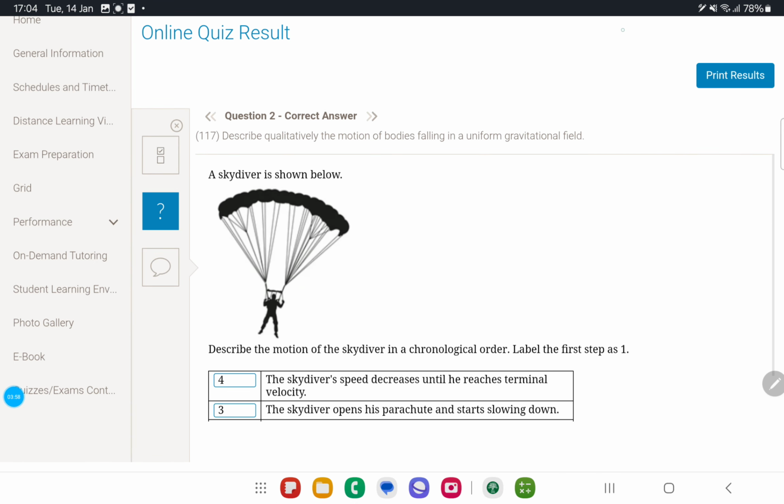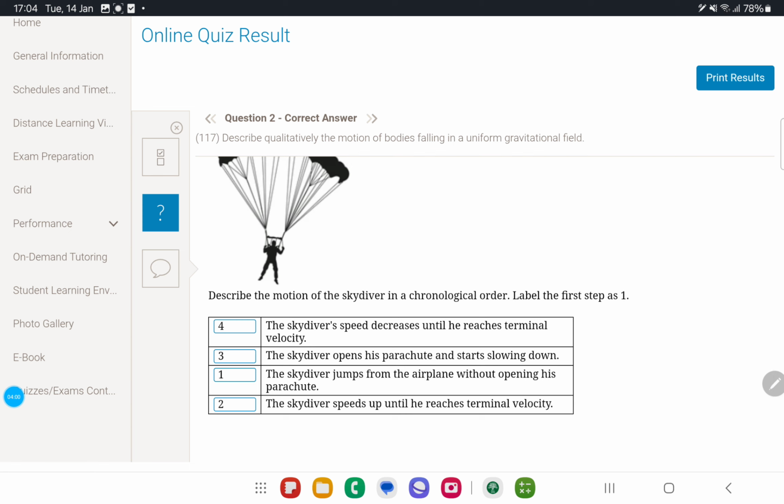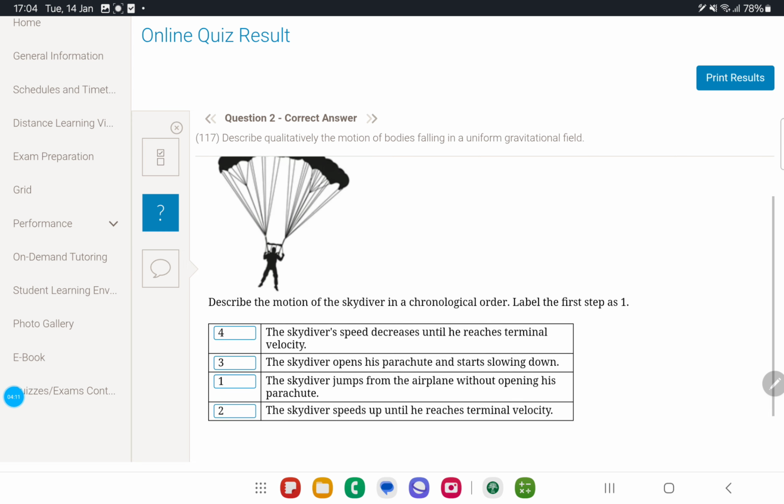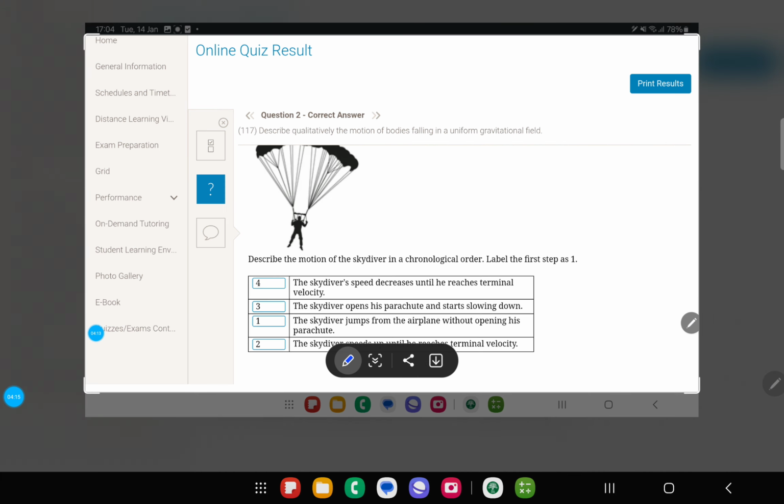Alright, for this question, describe the motion of the skydiver in chronological order. Label the first step as 1. So the first step: the skydiver jumps from the airplane without opening his parachute.